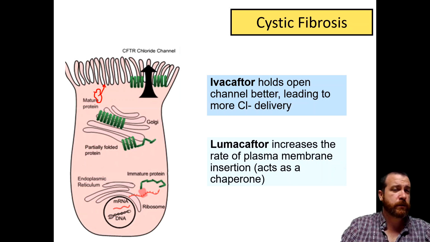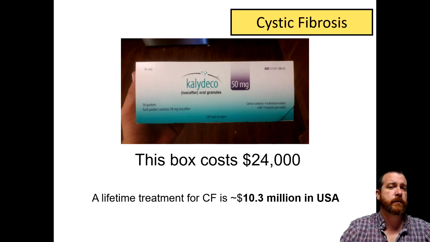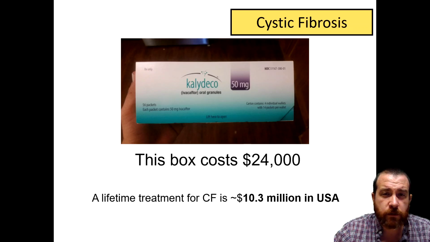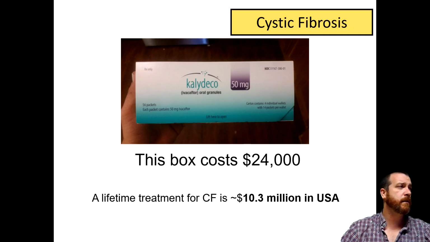Generally, you're going to take both of these sorts of medications if you have cystic fibrosis. This is not a cheap thing. What you're seeing right there is a month and a half supply of ivacaftor.